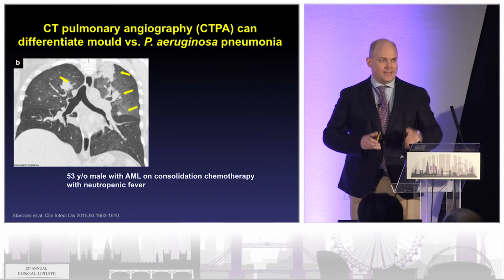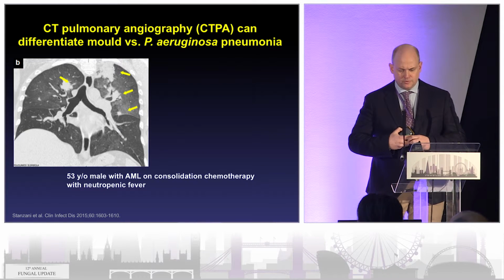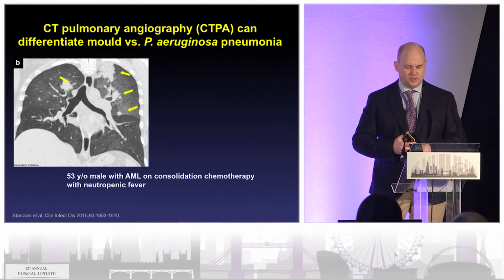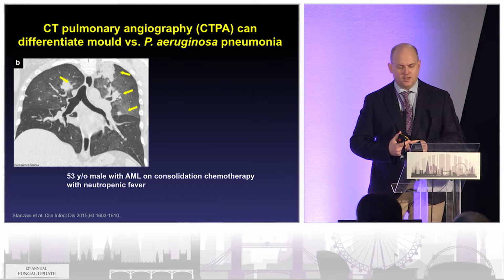This is an example of an anesthesiologist who was in consolidation chemotherapy. He was neutropenic. He came to the hospital in severe respiratory difficulty.